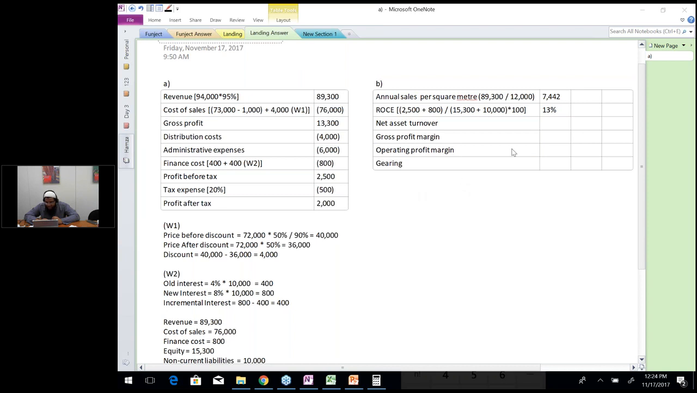Harsh, we are saying 7442 because all of these values are actually in thousands. All of these values are in thousands. So that is why we are saying 7442.